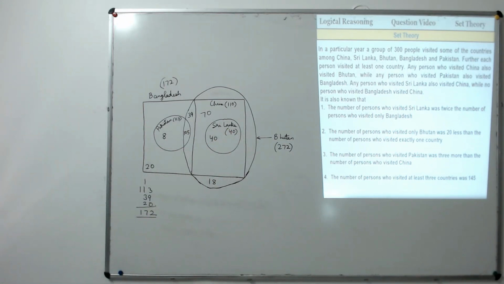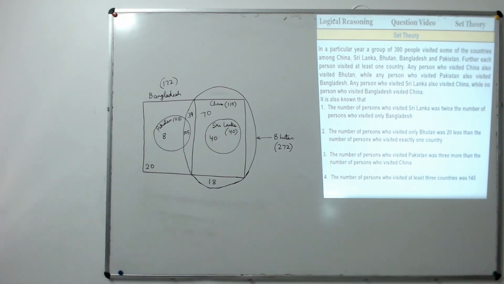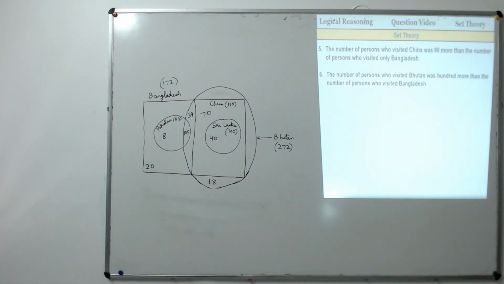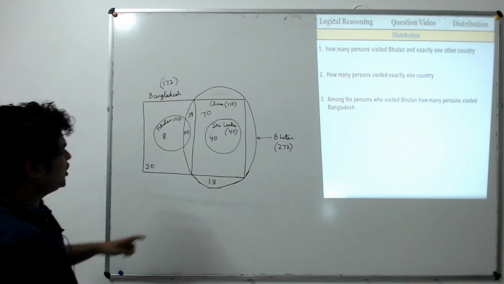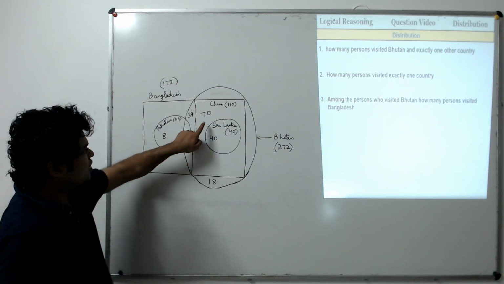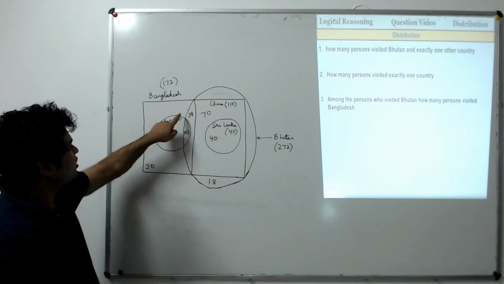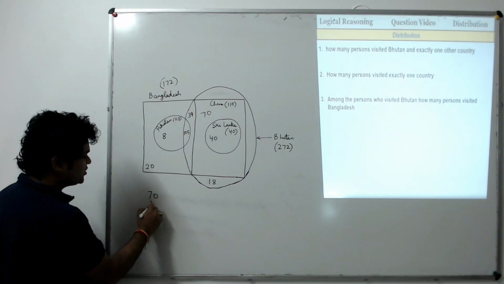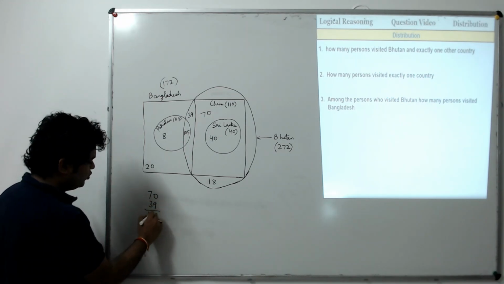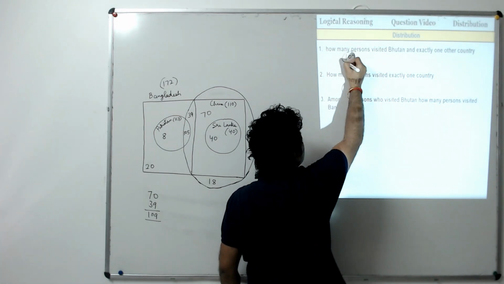Now let's go to the questions. So we have: how many persons visited Bhutan and exactly one other country? So Bhutan and one other country, so it is China and Bhutan, that is 70, and Bangladesh and Bhutan, that is 39. So my answer is 70 plus 39, that is 109. So the answer to this question is 109.